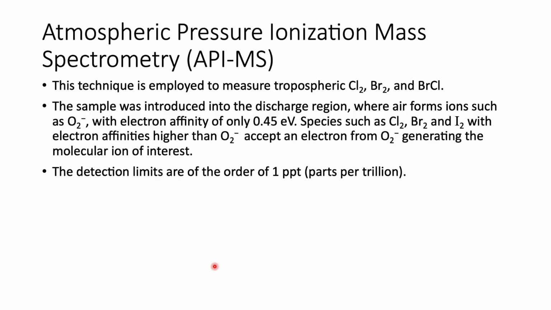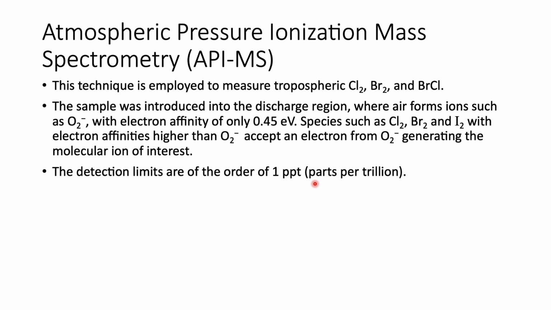visible spectroscopy. So what is API-MS, that is atmospheric pressure ionization mass spectroscopy? This technique is mainly employed to measure the tropospheric chlorine, bromine, and bromine chloride species. The sample is introduced into the discharge region where air forms ions with O2 minus with electron affinity of only 0.45 electron volt. Species such as chlorine, bromine, and iodine with electron affinities higher than O2 minus accept an electron from O2 minus, generating the molecular ion of interest.